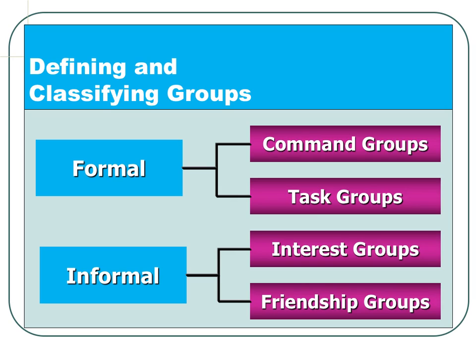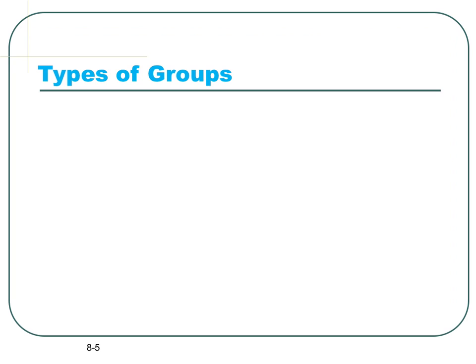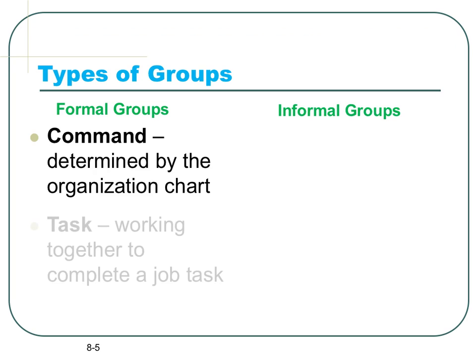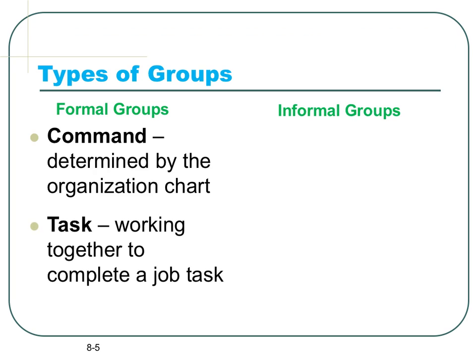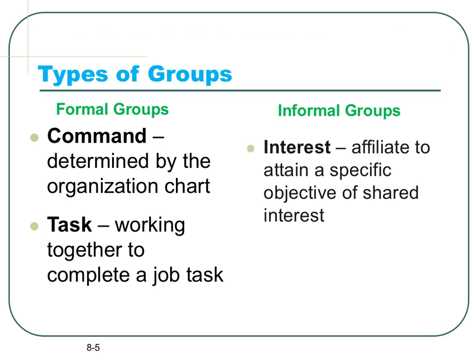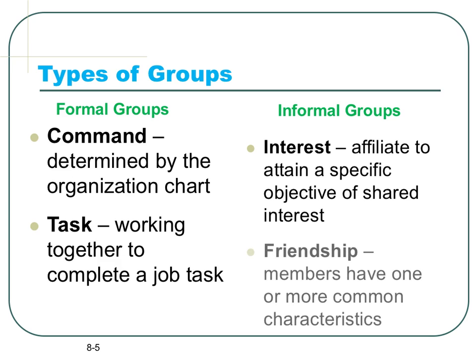A command group is a group consisting of individuals who report directly to the manager, while an interest group is a group formed by individuals working together to achieve a specific objective. So a command group is determined by the organizational chart, while an interest group is affiliated to attain a specific objective of shared interest.